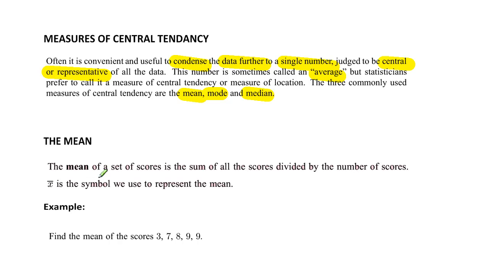So let's have a look at how the mean is calculated. Very simply put, the mean is calculated by taking each number and adding them together first of all. And then dividing it by how many numbers there are. 1, 2, 3, 4, 5 numbers. And when we work this out, we get what we call the mean.